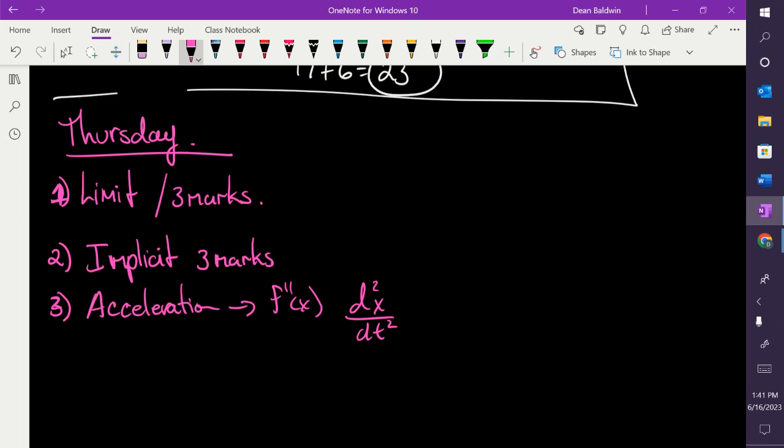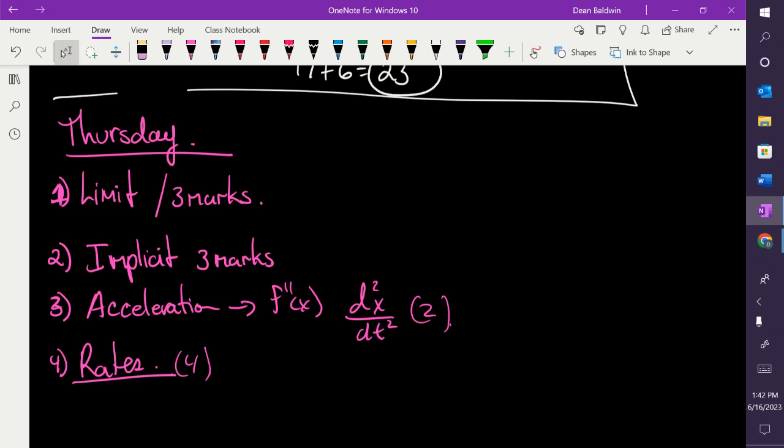And then everybody's favorite, optimization. I have 3 on here, but I think it should be 4. A 4-mark question. Do you want an optimization on this part? Sure, why not? How many marks for acceleration? That's just a 2-mark question.